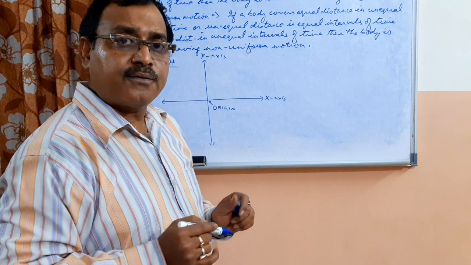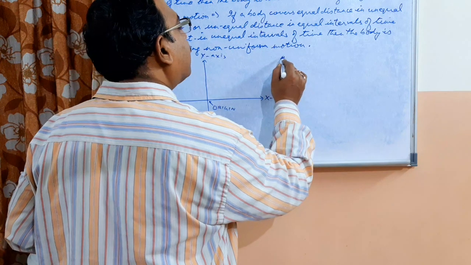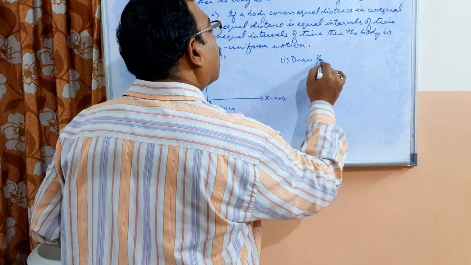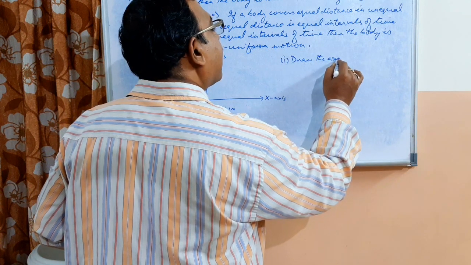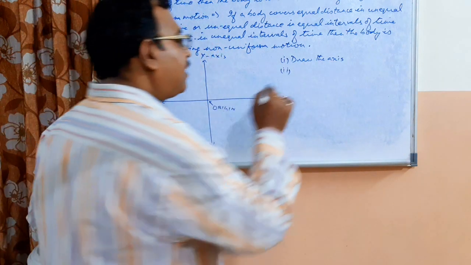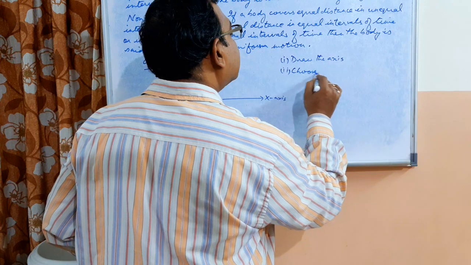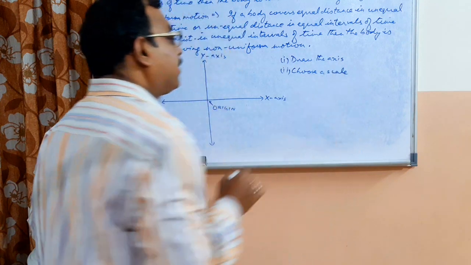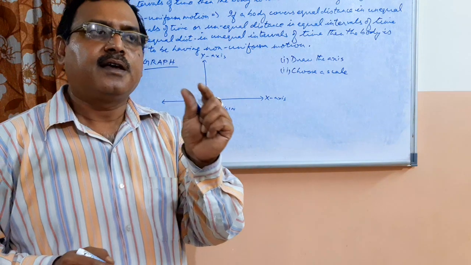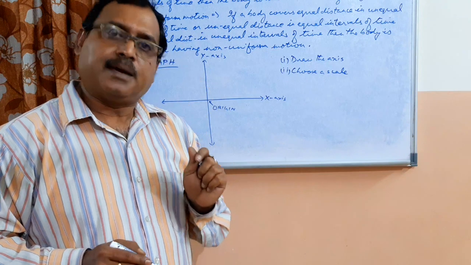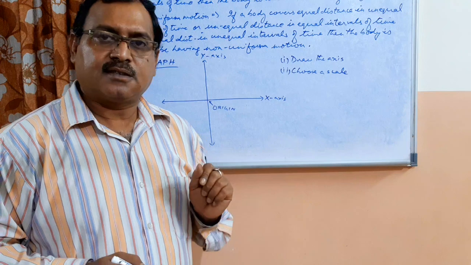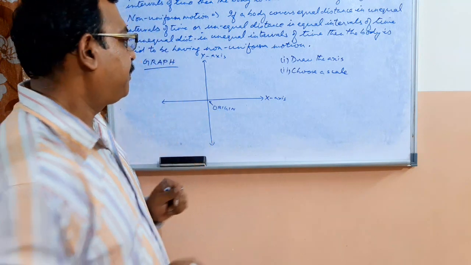So how to draw a graph? At first, for drawing a graph, you have to draw the axis. Second, you have to choose a scale. Choose a scale means for x-axis you have to choose a scale. Supposing 1 centimeter represents 2 seconds time. In y-axis 1 centimeter represents 10 meter distance. So this is called choosing a scale.